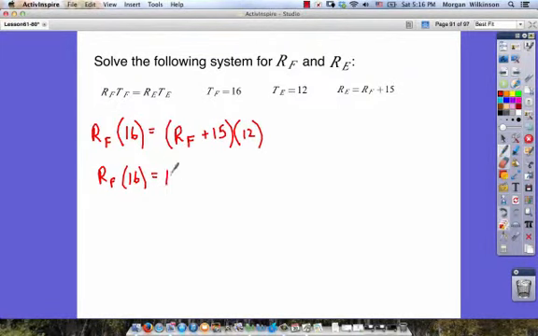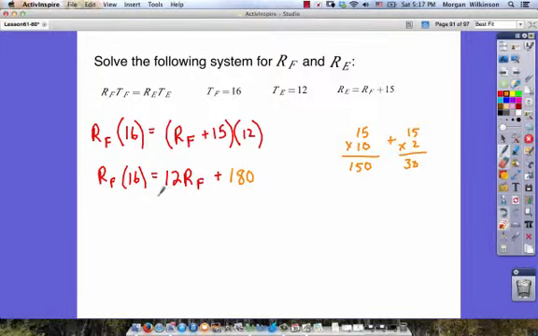12 times r sub f plus 15 times 12. If you think about that with mental math, it's kind of like saying 15 times 10 plus 15 times 2 more. 15 times 10 is 150. 15 times 2 is 30. So we add those together, and 15 times 12 must be 180.